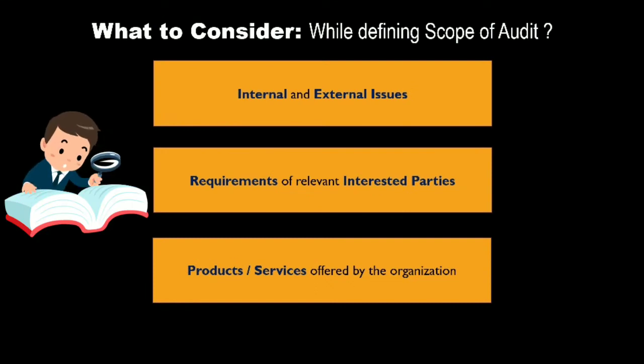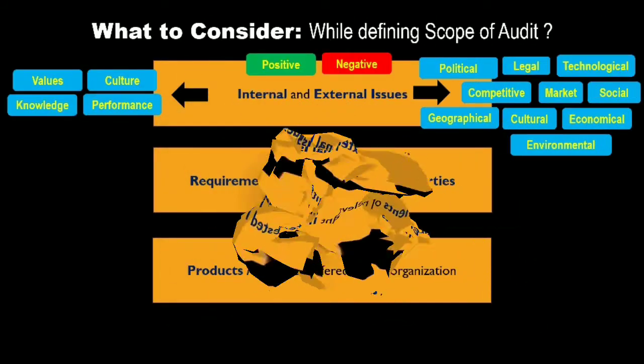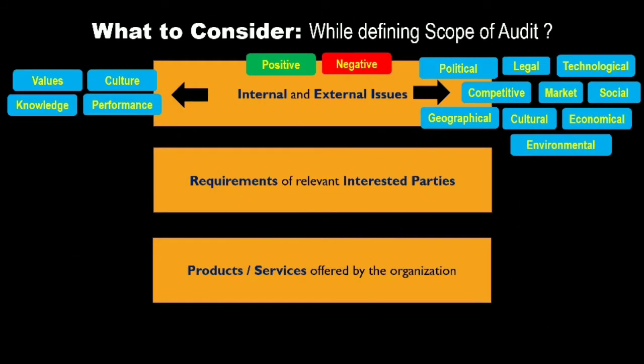As per any international standard, say ISO or IATF, or any other, these 3 points are to be kept in mind. First, all internal and external issues are to be considered. Second, what are the requirements of relevant interested parties? Third, what are the products or services offered by the organization, or a division, or a department, or a section? All the internal and external issues are to be considered, irrespective of whether they are positive or negative.